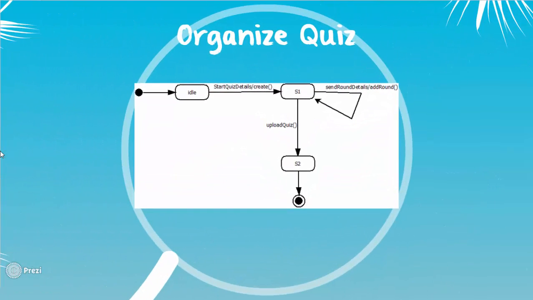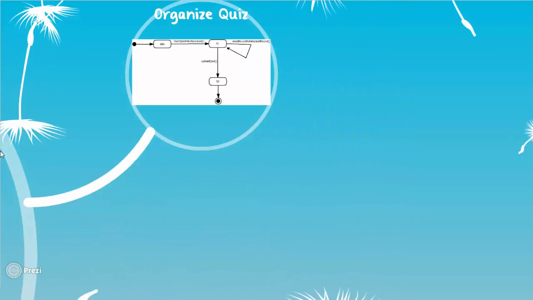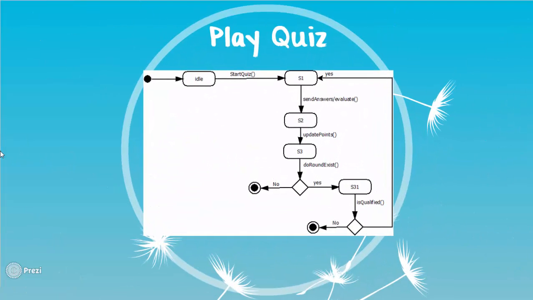The first is organize quiz. When the quiz master enters the quiz details like quiz title, number of rounds, number of attempts, etc., a new quiz is created. Now, the quiz master enters the various round details like round title, list of questions, answers, etc. The add round method gets triggered and this round is added to the quiz. The quiz master can add several rounds in this manner. Finally, when he uploads this quiz, the quiz is visible to everyone concerned.